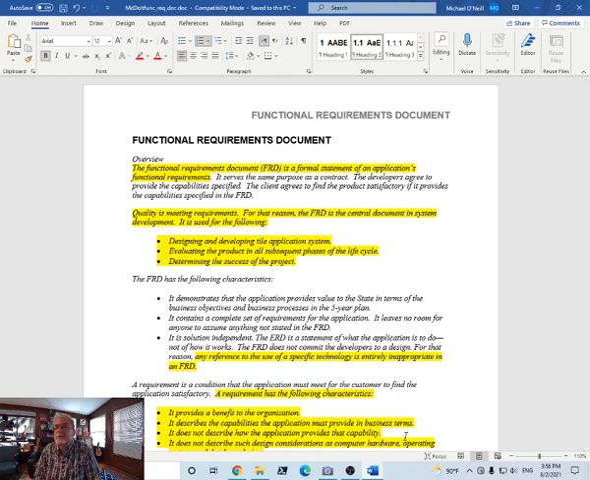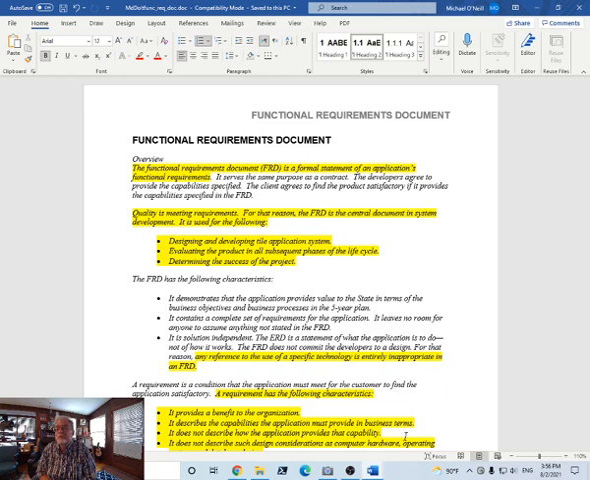Today we will talk about functional requirements documents. A functional requirements document is basically a contract between you as a developer and the end user. To quote from the Maryland Department of IT, the functional requirements document is a formal statement of an application's functional requirements. It serves the same purpose as a contract.